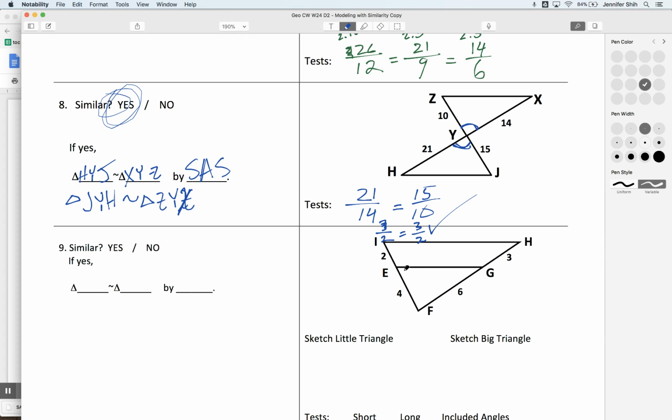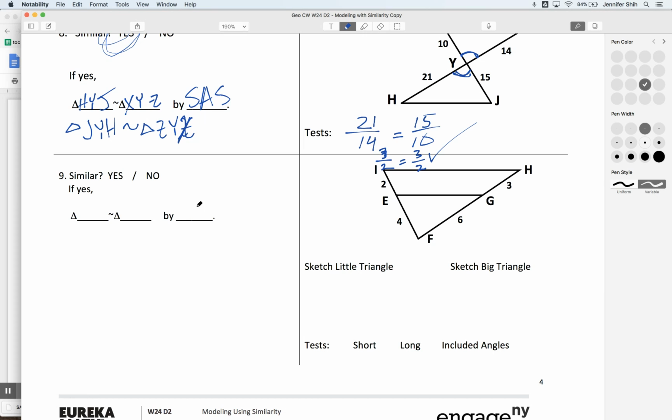Number 9. Similar, yes or no? I don't know. Let's find out. If yes, tell me which triangles are congruent and by which property. All I see are sides. Oh, I see a common angle. Nice. So I'm hoping this is side angle side.